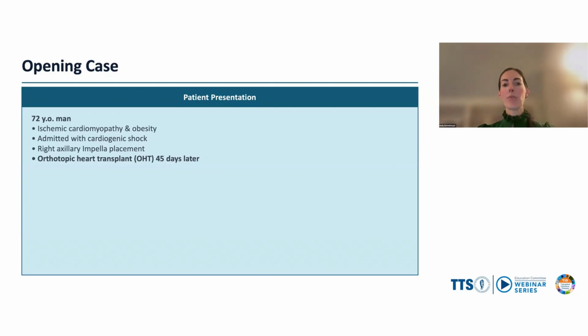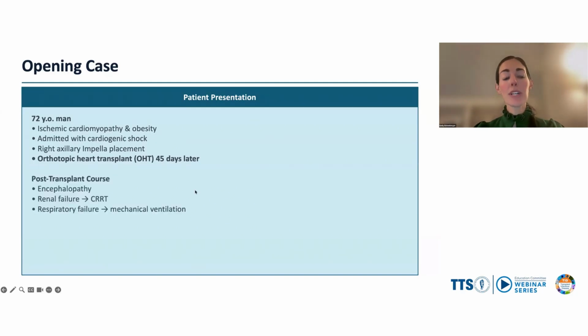hospital course until 45 days later, he received a heart transplant. Post-transplant was immediately complicated by encephalopathy, renal failure requiring continuous renal replacement therapy, and inability to protect his airway, requiring intubation and mechanical ventilation. Owing to his persistent encephalopathy, blood cultures were collected, which grew Candida auris.